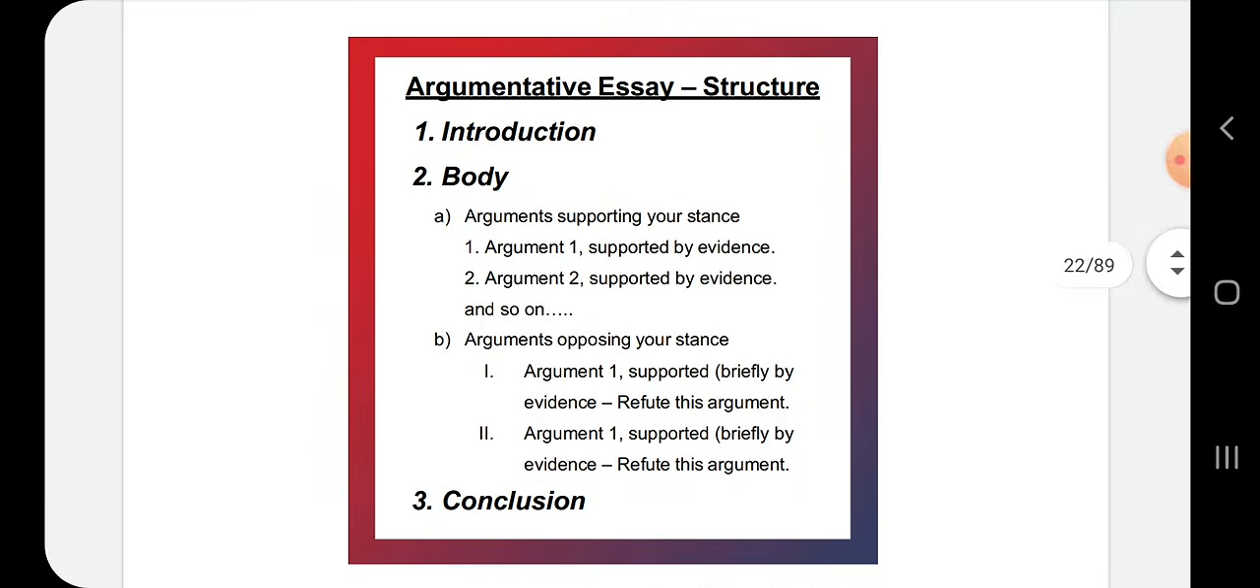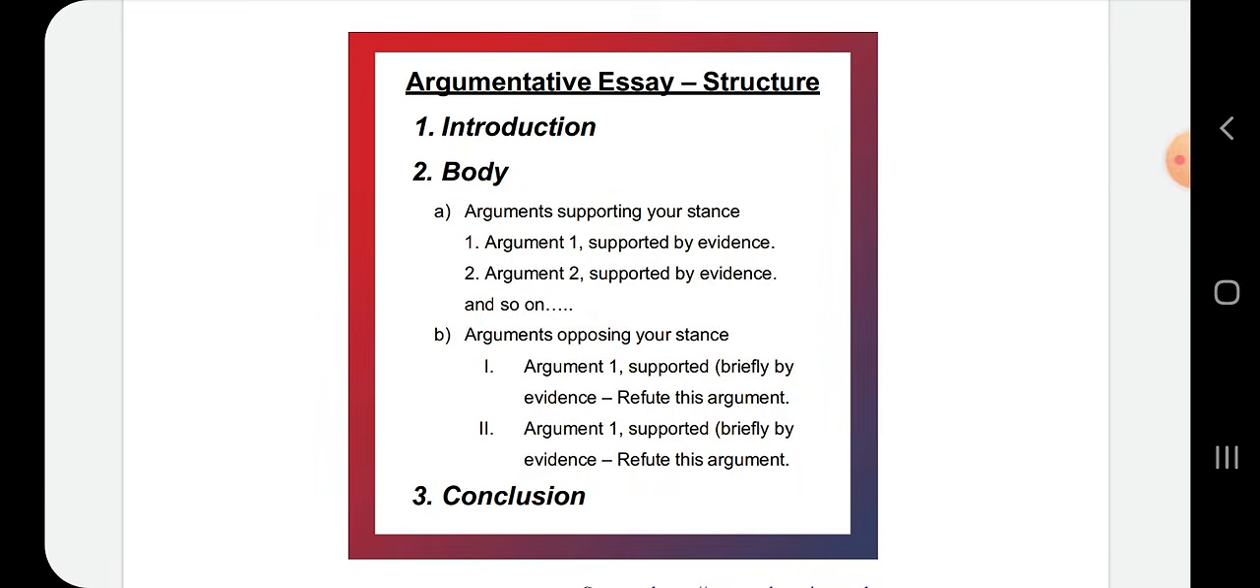So, with an argumentative essay, the structure: you have an introduction, your body. In your body, you should have the arguments supporting your stance. Argument 1 supported by evidence, argument 2 supported by evidence, and so on. And then an argument opposing your stance.